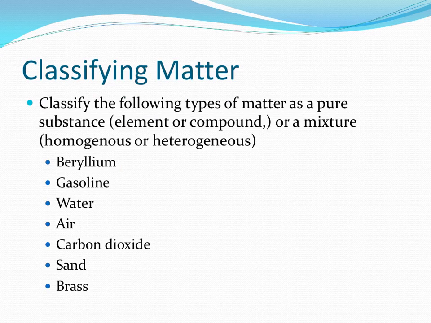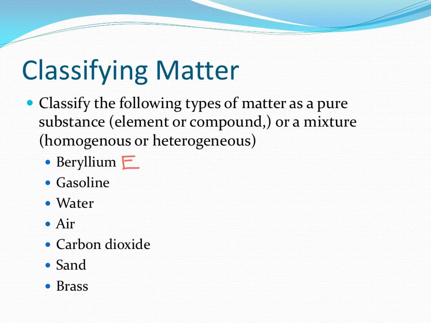That leads me to my final type of problem. Classify the following types of matter as pure substance, which is an element or compound, or a mixture, homogeneous or heterogeneous. Now, what we need to do is evaluate each one and see where it fits on that flowchart. Beryllium is an element, so it is a pure substance or element.